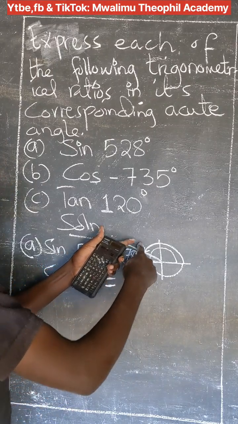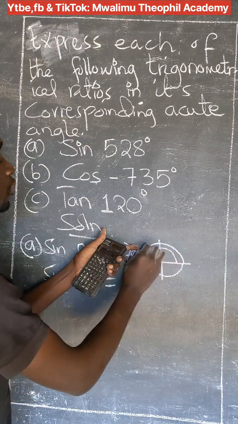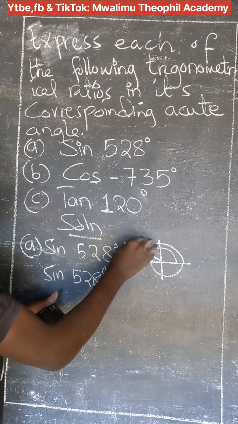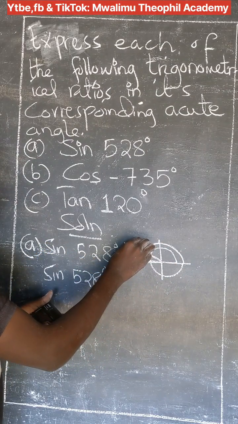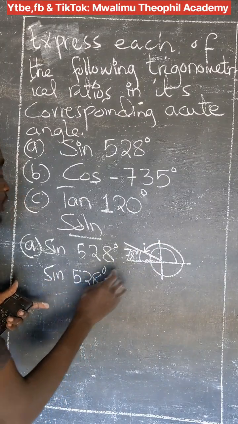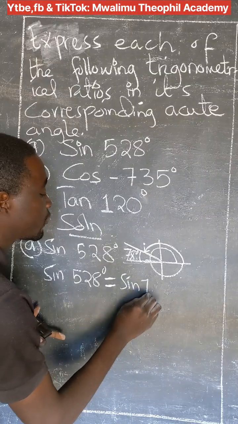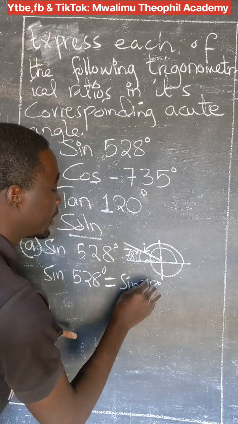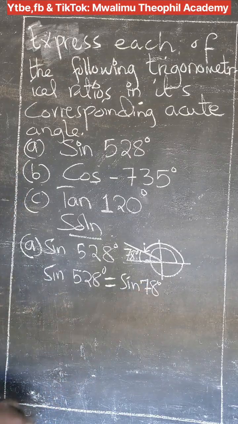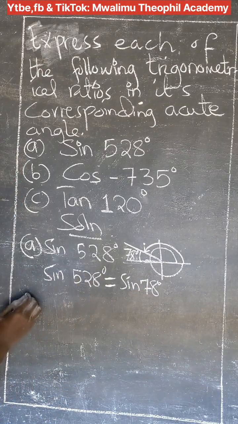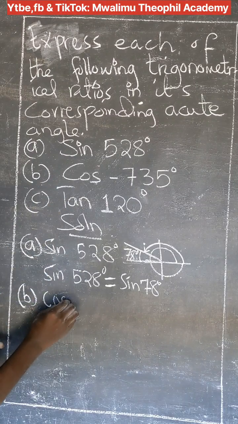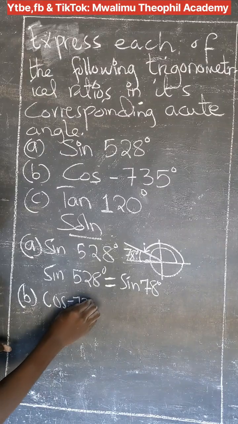but remember, this is the second quadrant. All Students Take Chemistry: first quadrant all, second quadrant students. In the second quadrant, only sine is positive. So as we are doing sine, it will be positive. Sine of 528 will be equal to sine of 78. Just prove it with a calculator, you will find that the value of sine of 78 is equal to sine of 528.